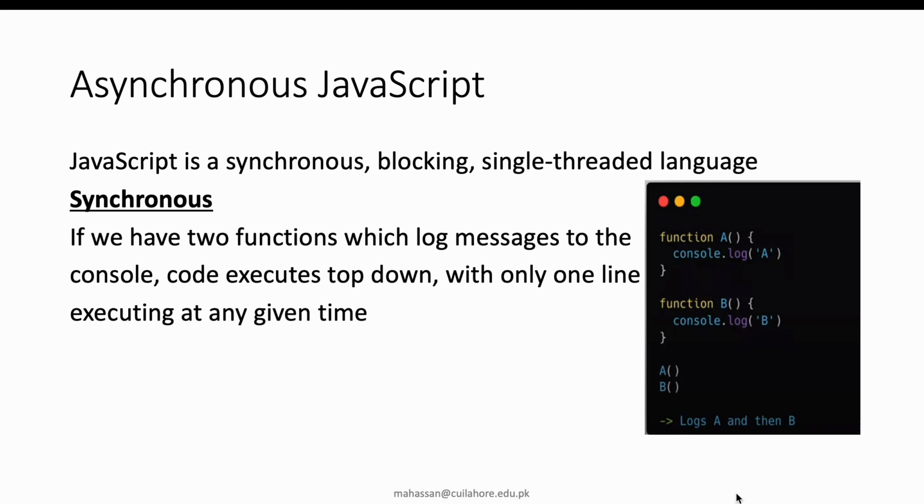Now the first point to understand about JavaScript is that in its most basic form, JavaScript is a synchronous, blocking, single-threaded language, and the 3 points mentioned here are really important. Let's understand what that means. The first point is that JavaScript is synchronous. It means if you have two functions which log messages to the console, the code executes from top to bottom with only one line executing at any given time. In our example on the right side, we see A is logged before B.